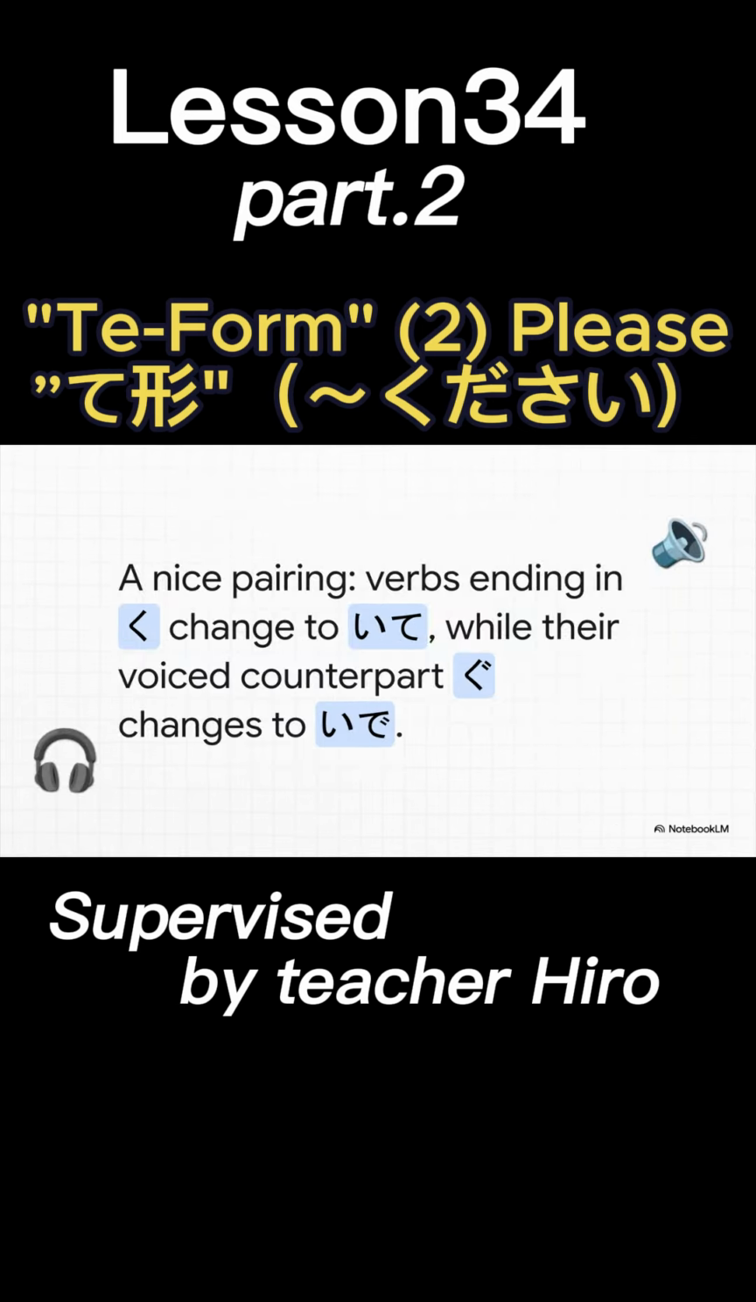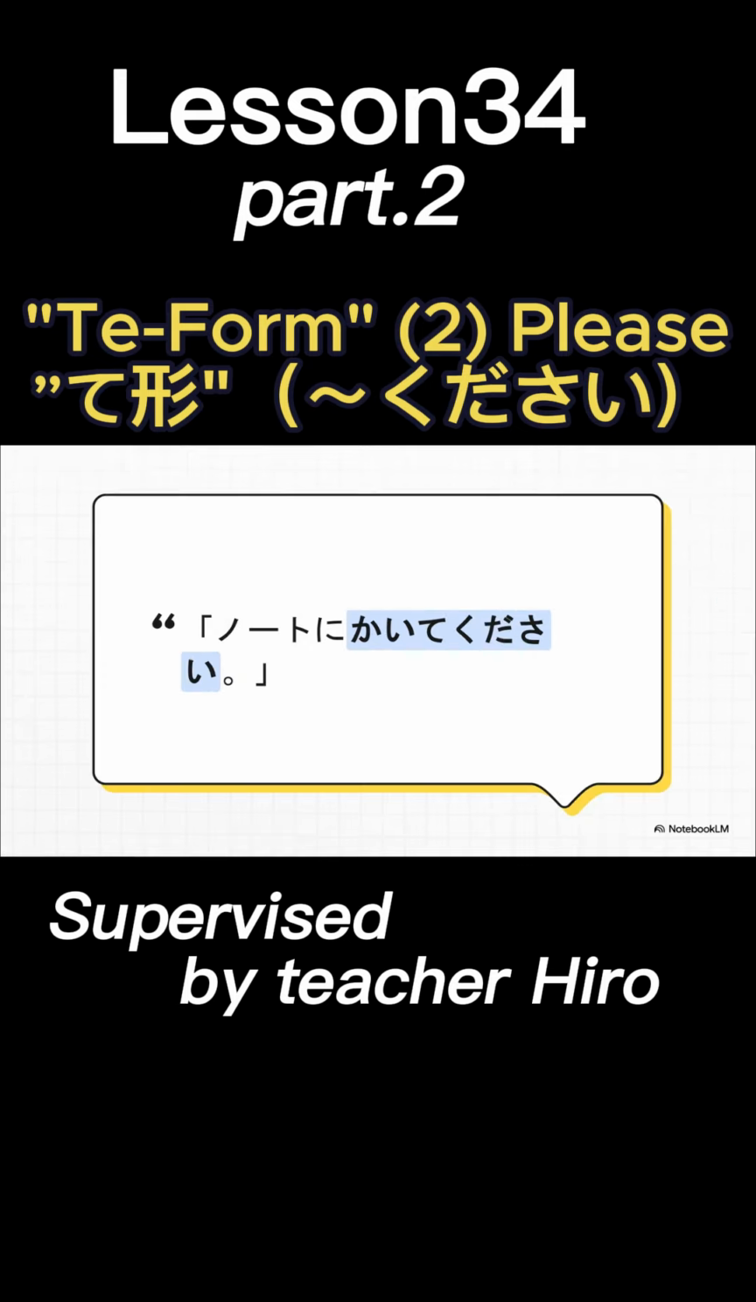Next up, we've got a really neat pair. Verbs ending in ku change to ite, and then their voiced twin, verbs ending in gu, change to ide. See the pattern there? The ka sound becomes ite, and the gu sound becomes ide. It's a nice little memory trick. For instance, let's take the verb to write, which is kaku. It ends in ku, so you guessed it, it becomes kaite. A teacher in a classroom might say, noto ni kaite kudasai. Please write it in your notebook.